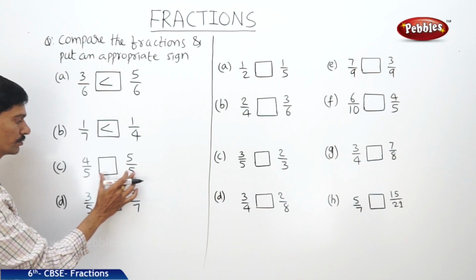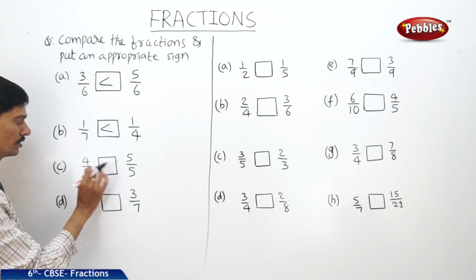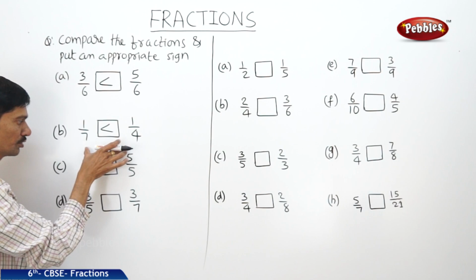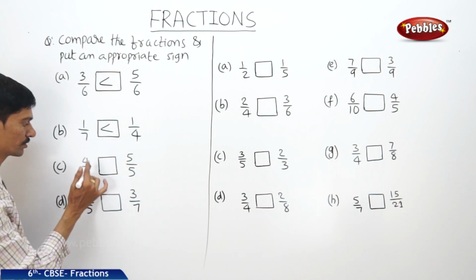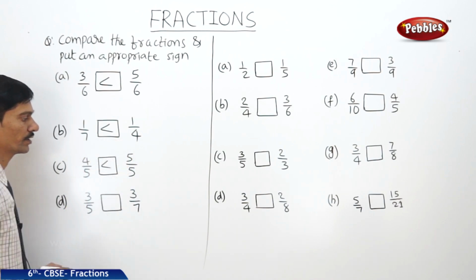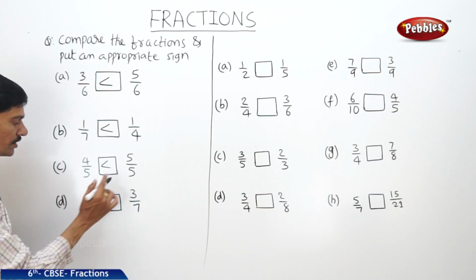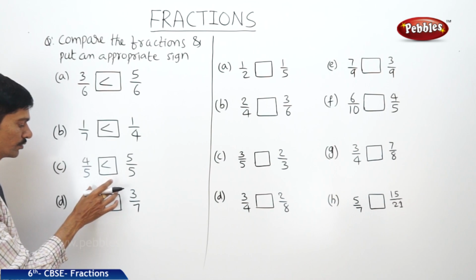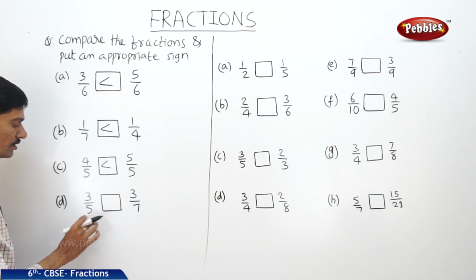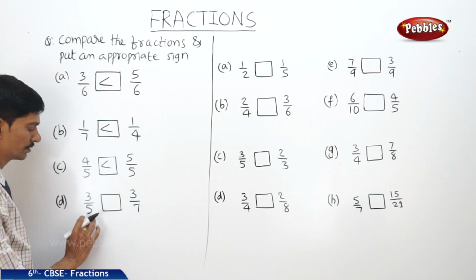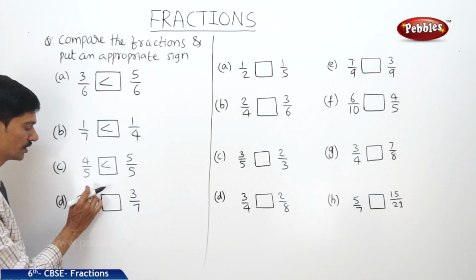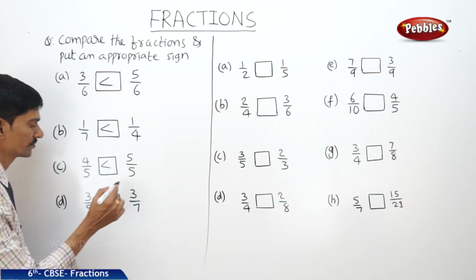Next, 4 by 5 and 5 by 5. In these two fractions the denominators are equal. So when you compare the numerators, 4 is less than 5, so 4 by 5 is less than 5 by 5. Next, 3 by 5 dash 3 by 7. Here also both numerators are equal. So when you compare the denominators, 5 is less than 7, but 3 by 5 is greater than 3 by 7.